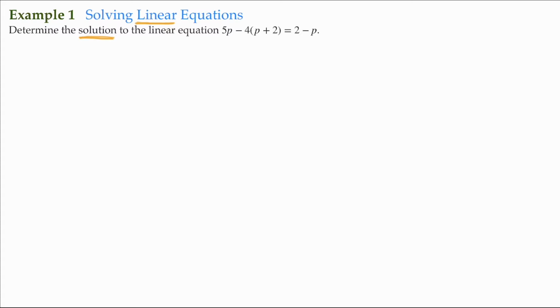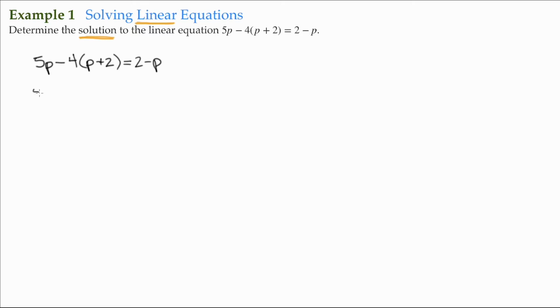So the first thing we're going to do is I'm just going to rewrite this equation here. 5p minus 4 times p plus 2. That's equal to 2 minus p. And one of the first things that we're going to do is we're going to get rid of these. I like to call them little barriers. Obviously, these are parentheses. But we're going to get rid of these little barriers, and we're going to use the distributive property to be able to do that.